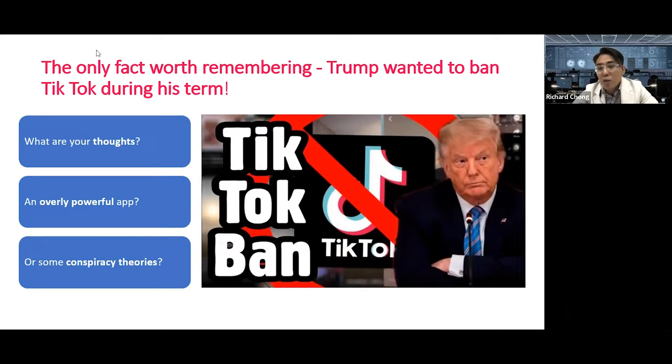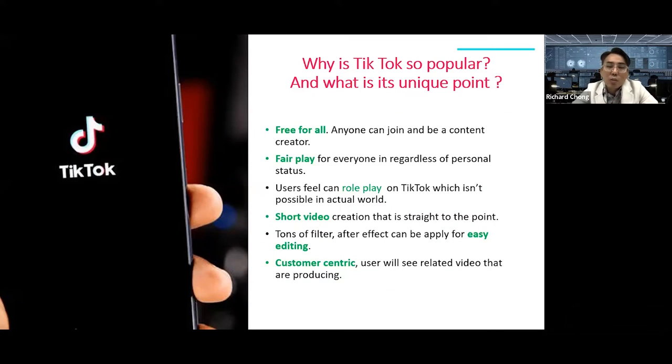But of course, whether it's a conspiracy theory, we leave it open. There's nothing wrong or right. I just want to share with you that the growth rate for TikTok is something very special. So why is TikTok so popular? What is the unique point?